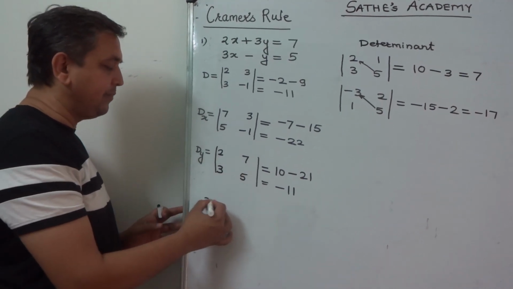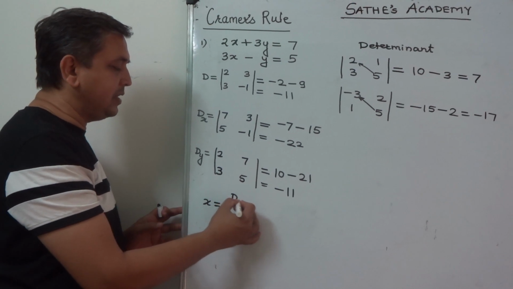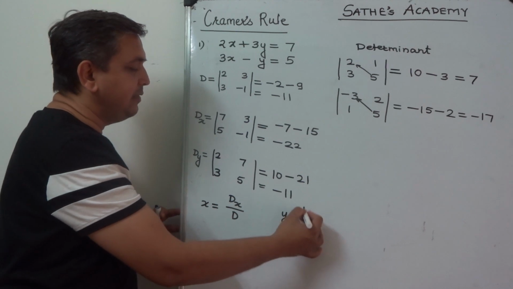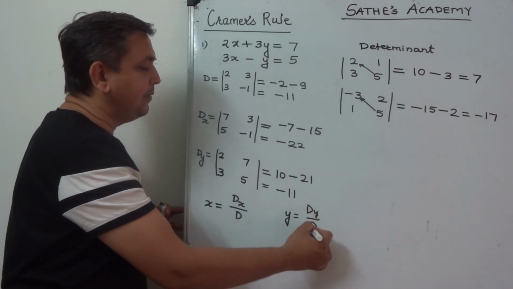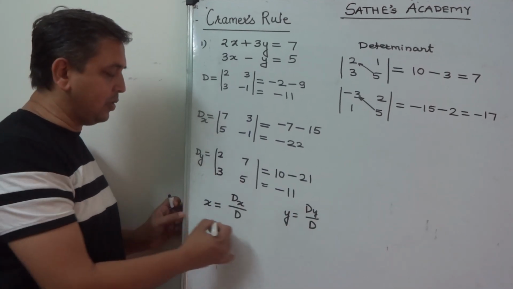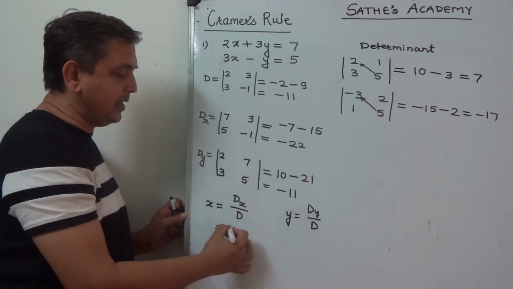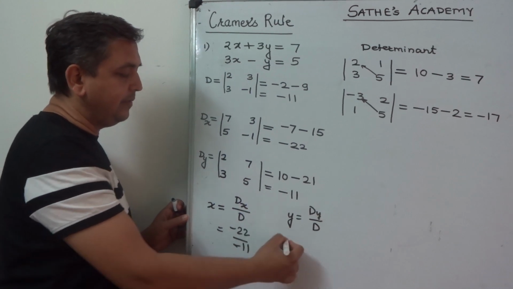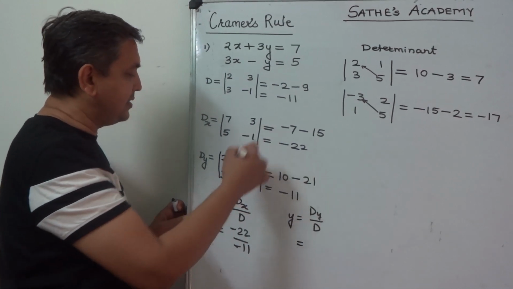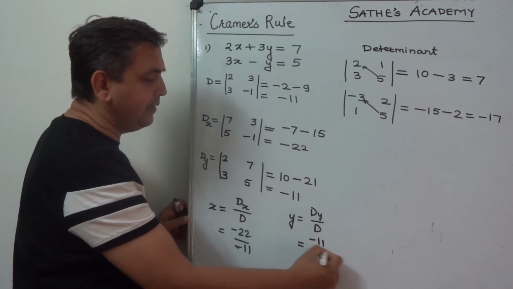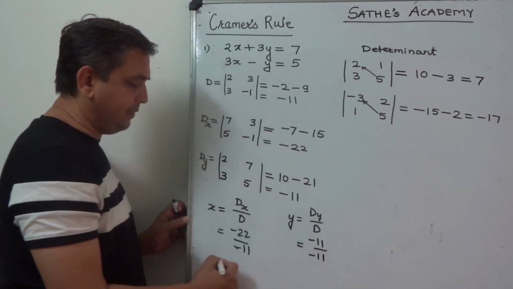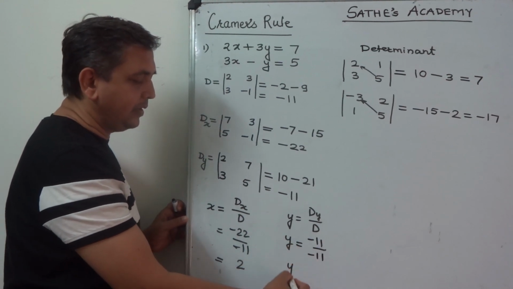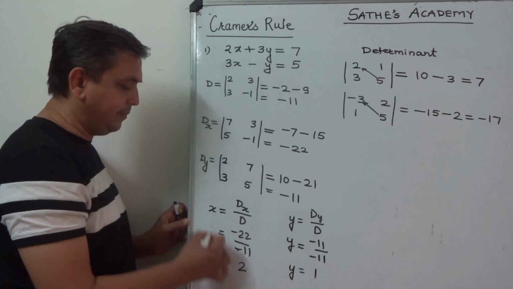So once we find all these three values D, Dx and Dy, the last step will give the solution. Value of x is given by Dx upon D and value of y is given by Dy upon D. Now just put the values and solve. Dx is minus 22, D is minus 11 and Dy is minus 11, upon minus 11. So x is equal to 2 and y is equal to 1.